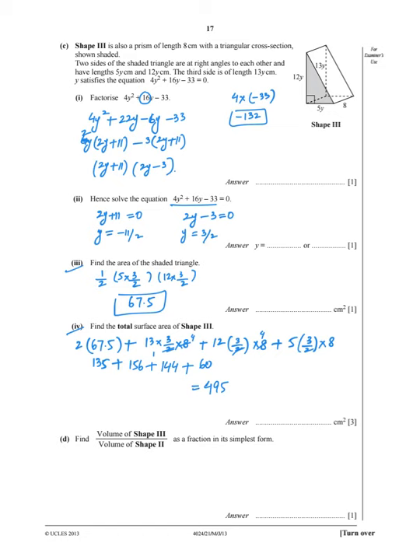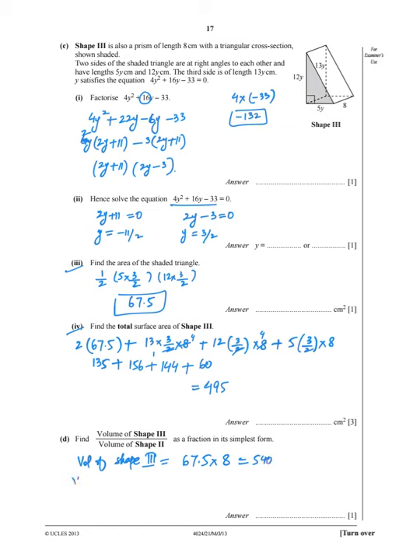After that, it's part D. It says volume of shape 3 divided by volume of shape 2. To find the volume of shape 3, since it is a prism, the volume is the area of the cross section, which we already found out is equal to 67.5, multiplied by the length, that is 8. 67.5 times 8 gives you the value of 540.